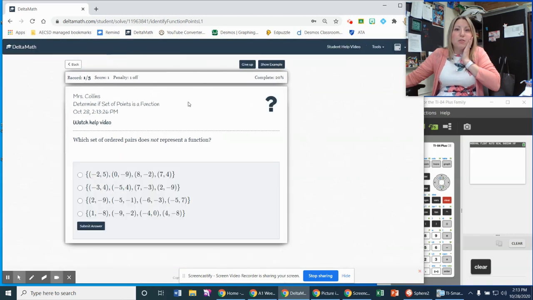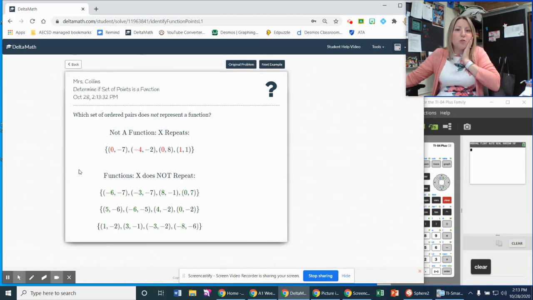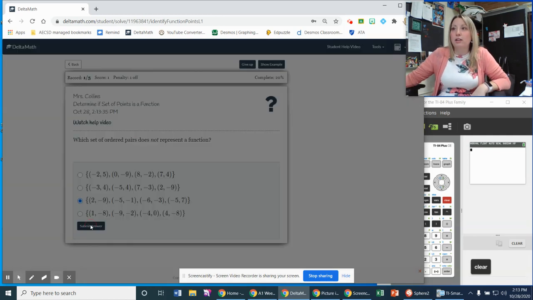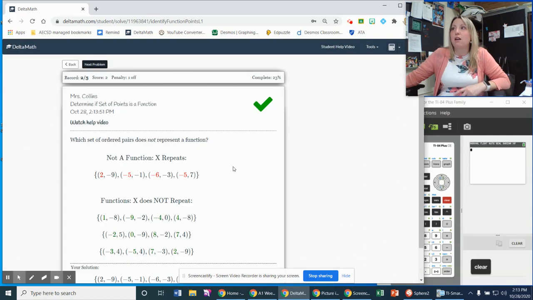So next problem in this section, here we go. Now don't forget, you also have help videos and an example if you want to see. Then you can go back to the original problem. Which set of ordered pairs does not represent a function? And yet again, I'm looking at only the X's. So right here, I see -5 and -5, both X values. So an X value got used more than once. That is not a function.